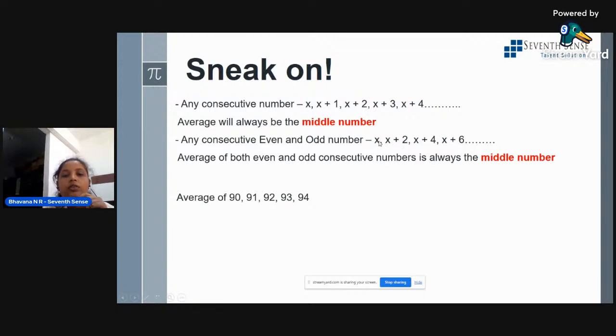So for the even numbers, it's 0, 2, 4, 6, 8, 10. Like that, they are even numbers. Then for odd numbers, x is equal to 1, and 1 plus 2 is 3, 1 plus 4 is 5, 1 plus 6 is 7. So we get odd numbers in this case.